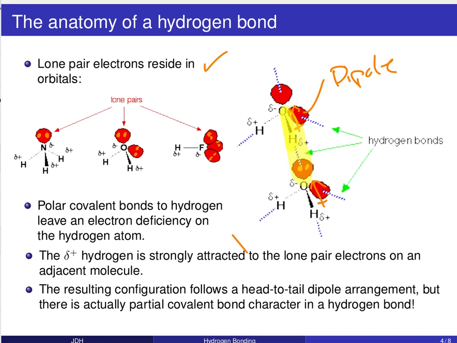Okay, so I'll say that one more time. From a technical perspective, you can look at a hydrogen bond as a dipole-dipole interaction with a tiny percentage of covalent character. We're actually getting a little bit of orbital overlap of the lone pair electrons wanting to come up and get closer to that hydrogen nucleus.